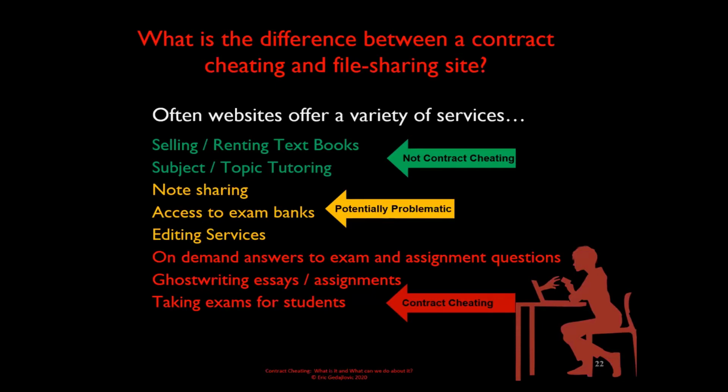So you've got, in green, services that are clearly not contract cheating. In yellow, things that are potentially problematic that can feed into contract cheating, and the ones in red are clearly contract cheating. And the iffy area is, yes, general tutoring, subject tutoring is appropriate, but tutoring in real time can obviously be abused as contract cheating.